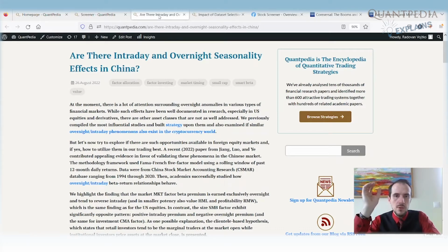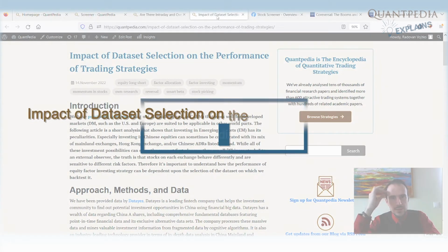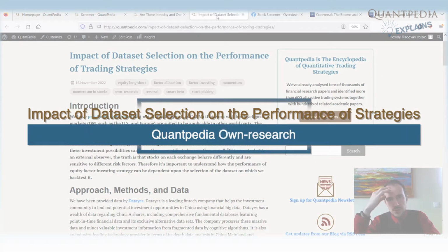But we already covered the overnight trading and overnight trading strategies well in other previous videos. So I would like to mention another thing that's very important when you want to invest or trade international stocks, or in this case, China. A very important thing is the impact of dataset selection on the performance of trading strategies. So what does it mean?